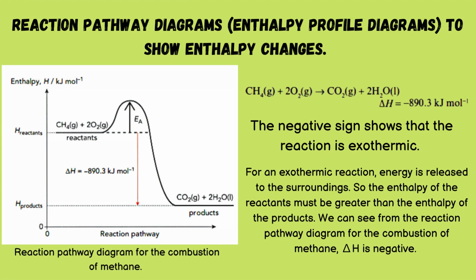Reaction pathway diagrams, or enthalpy profile diagrams, show enthalpy changes. This is a reaction pathway diagram for the combustion of methane. CH4 plus 2O2 gives CO2 plus 2H2O. ΔH is given as minus 890.3 kilojoules per mole. The negative sign indicates that the reaction is exothermic. In an exothermic reaction, energy is released to the surroundings. So, the enthalpy of the reactants must be greater than the enthalpy of the products. We can see from the reaction pathway diagram for the combustion of methane, ΔH is negative.